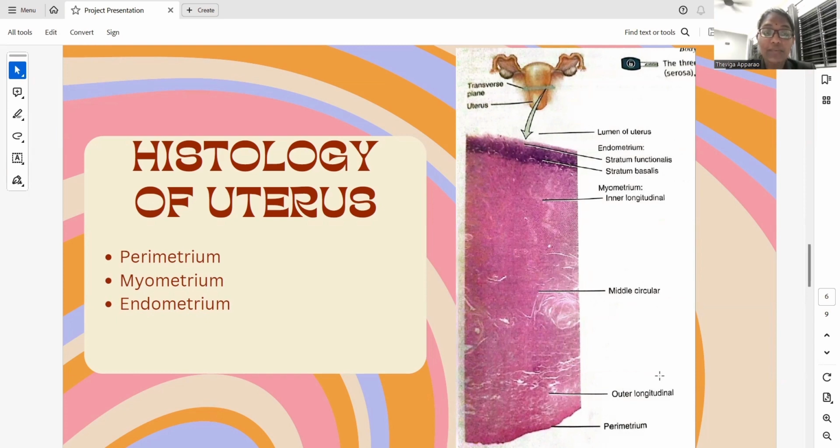Endometrium is highly vascularized. Endometrium is divided into two layers, which are stratum functionalis and stratum basalis. The stratum functionalis lines the uterine cavity and sloughs off during the menstruation. The stratum basalis is permanent and gives rise to a new stratum functionalis after every menstruation.